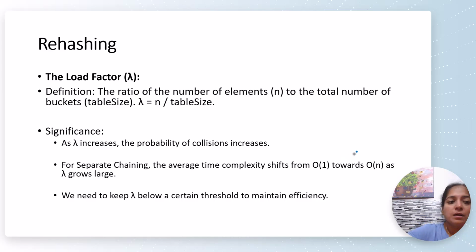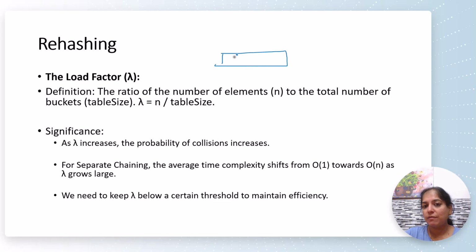Now, rehashing. Rehashing is when we map all the values of our hash table to a new hash table of larger size, of greater size. What happens? Let's say my table size is 5.